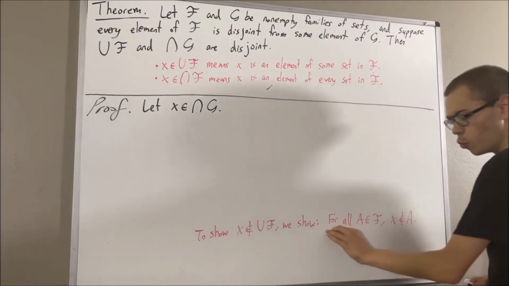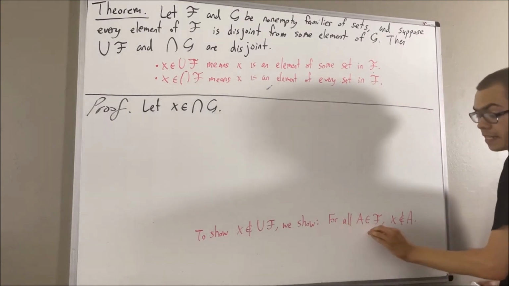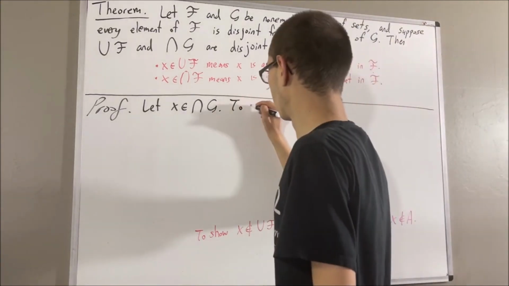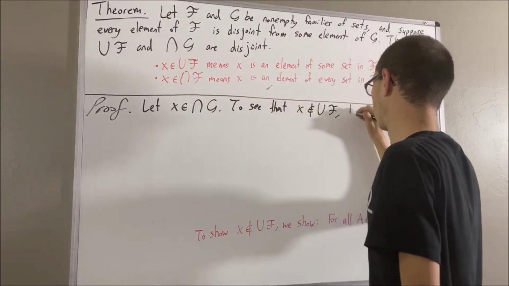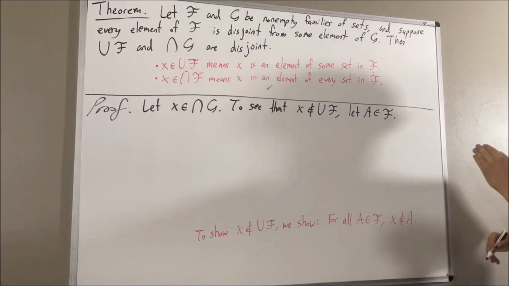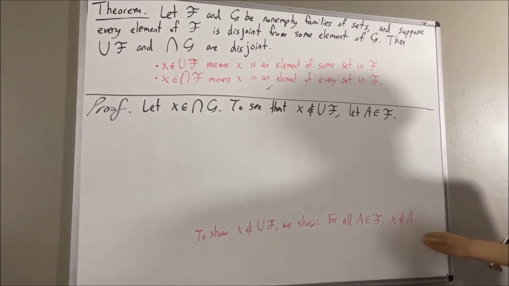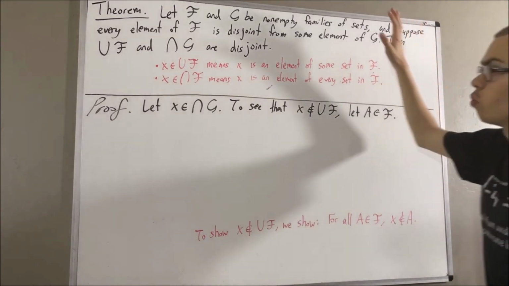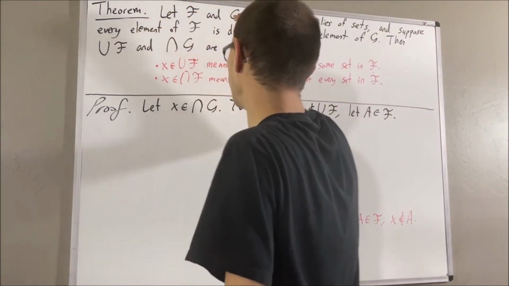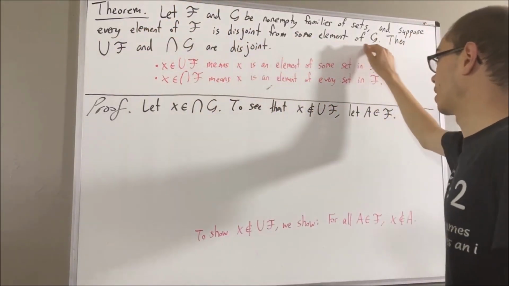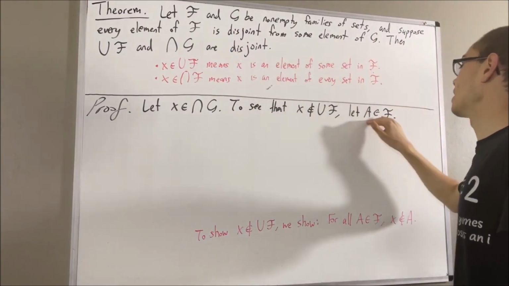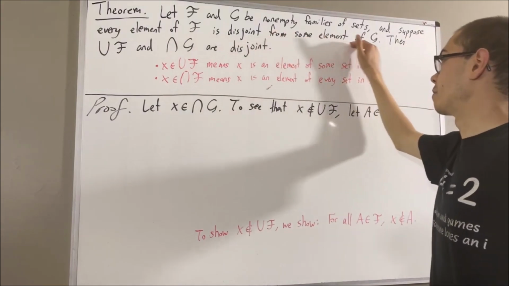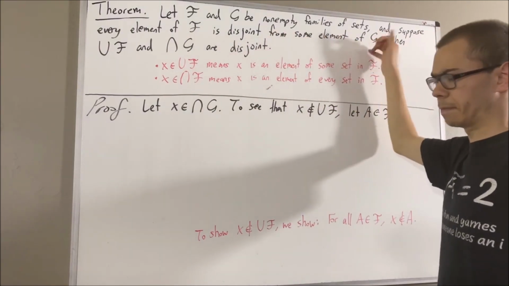Since we're trying to prove a statement about every set in F, give me an arbitrary set in F. I'll call it A. Our goal from here is to show that X does not belong to A. Now, by our hypothesis, we know that every element of F is disjoint from some element of G. Since A is an element of F, we have that A is disjoint from some element of G. I'll call it B.